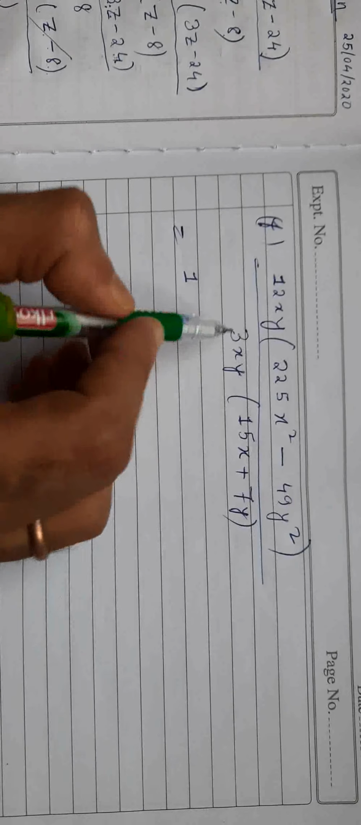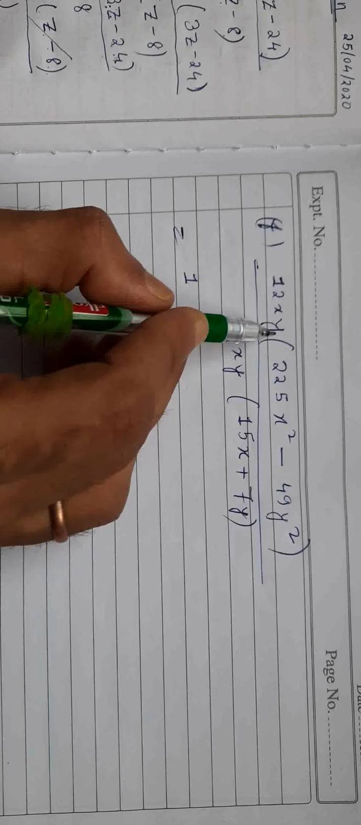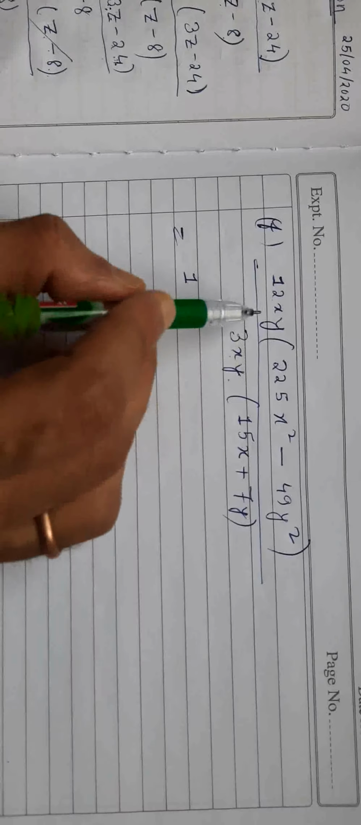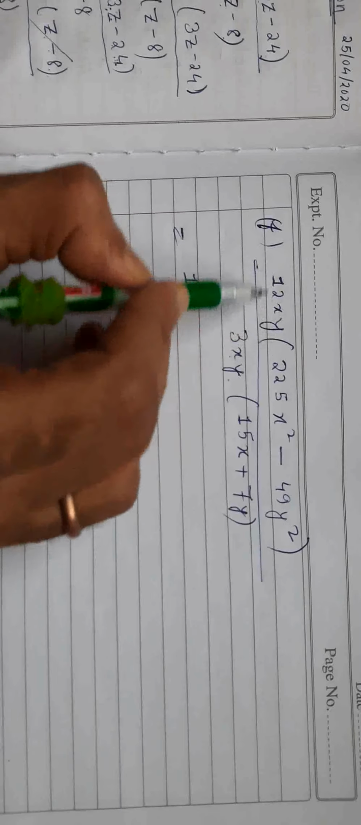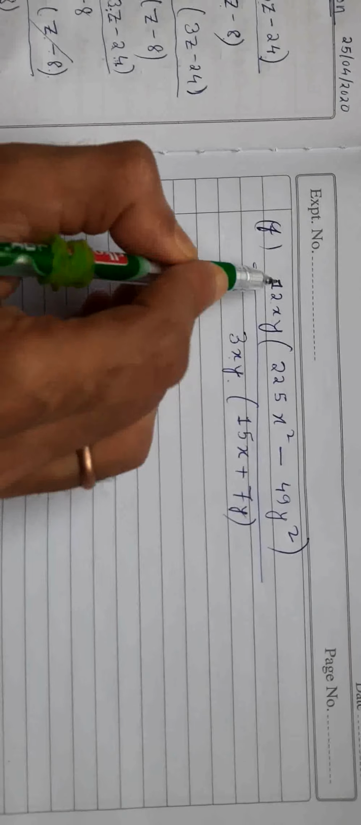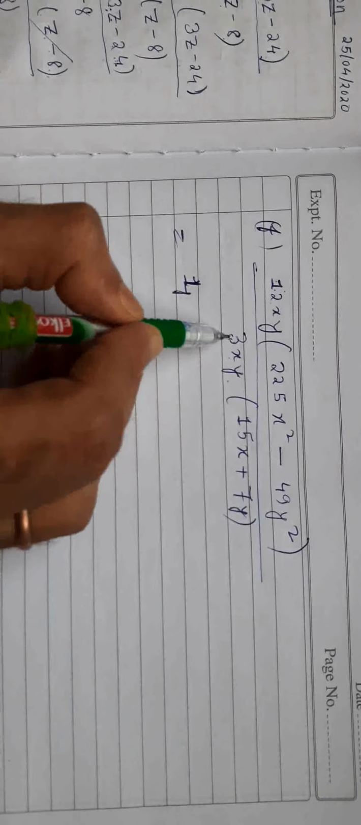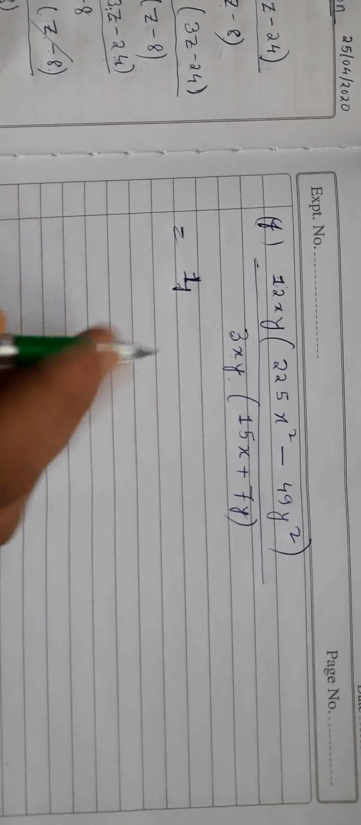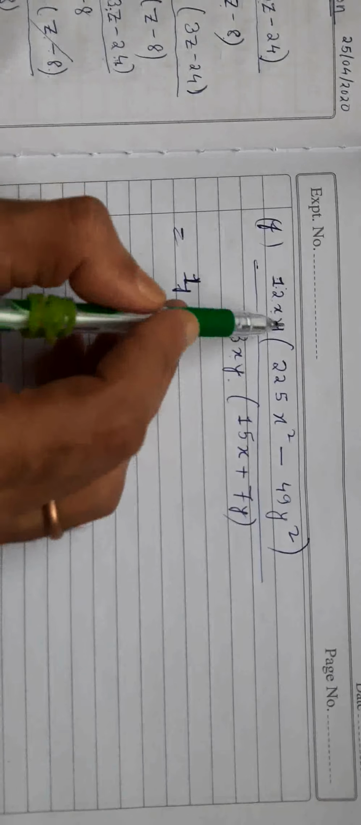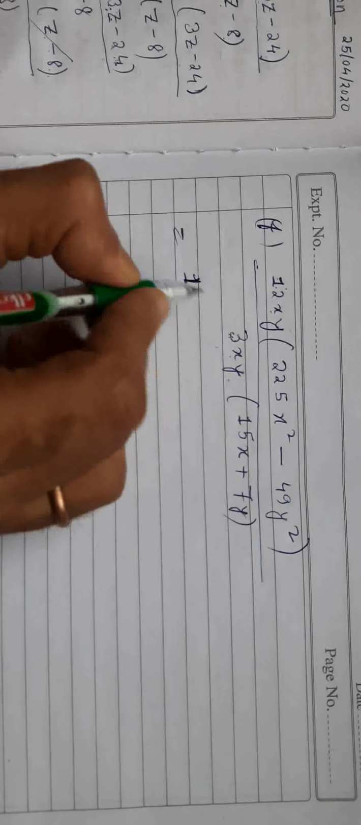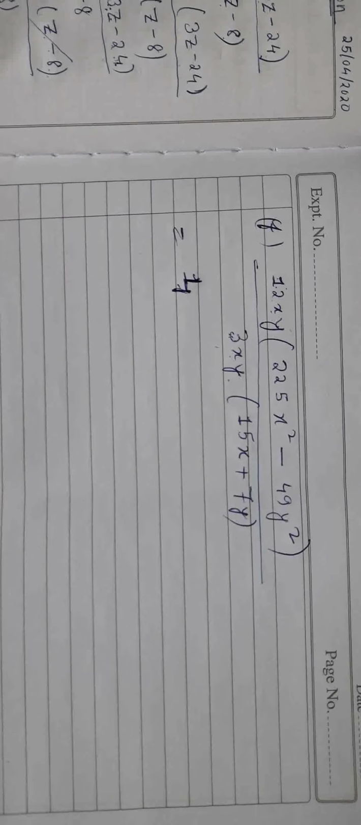So here you will find we have got 12xy in the numerator, and 3xy in the denominator. 3 into 4 is 12, so if I cancel, 12 divided by 3 is 4. Next, xy and xy both will cancel each other, so we are left with only 4.